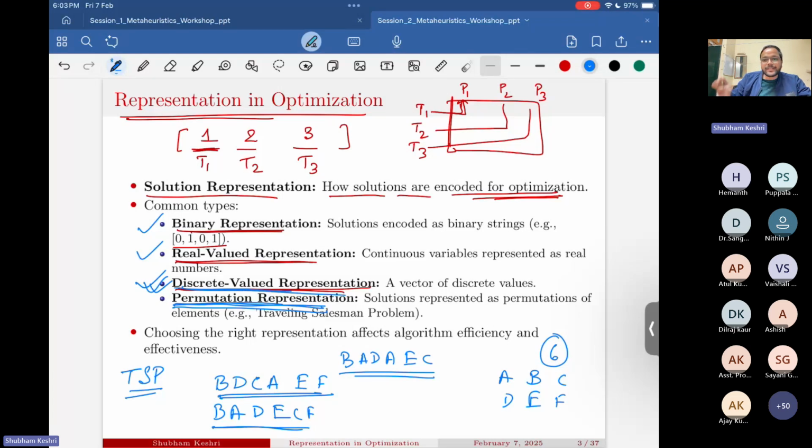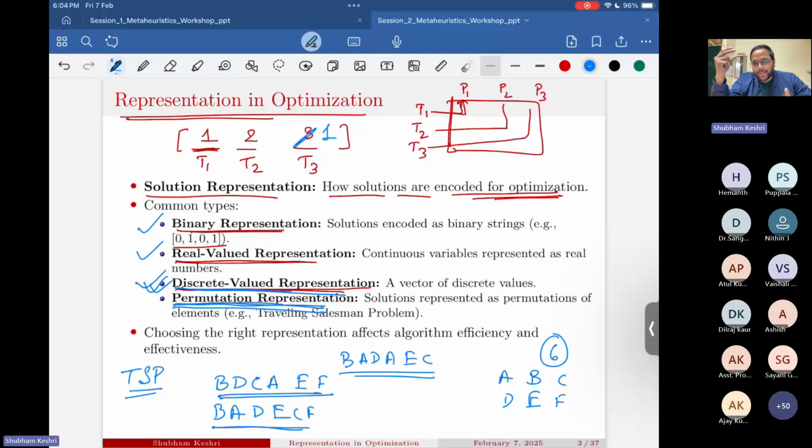You cannot do that in permutation representation. In discrete value representation, you can do that. So suppose in this example, you are assigning task 3 to person 1 as well. So task 1 to person 1, task 2 to person 2, and task 3 to person 1. So in discrete value representation, these numbers can be repeated, but in permutation representation, these numbers cannot be repeated. And why is this helpful? Can you think about why this is helpful?